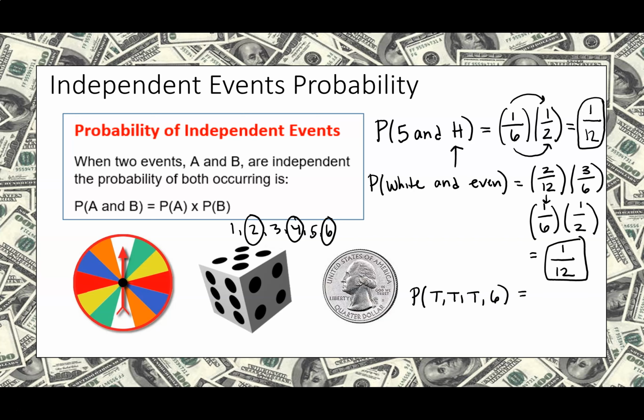What's the probability of getting a tails? That's 1/2. Each of the three tails flips is 1/2. What's the probability of getting a 6 on a die? That's just 1 out of 6. Multiply all the way across. 1 times 1 times 1 times 1 is 1. 2 times 2 times 2 times 6 gives me 48. So you've got a 1 in 48 chance of getting a tails, a tails, a tails, and a 6. It's much more likely to get the top 2 probabilities.